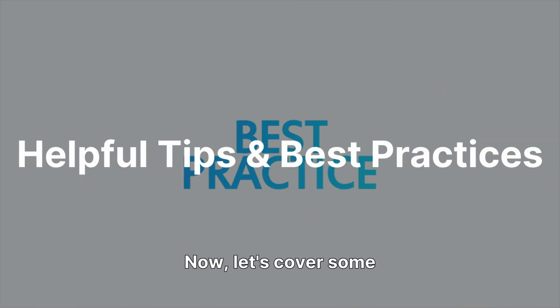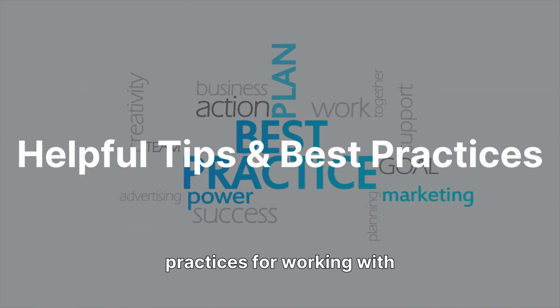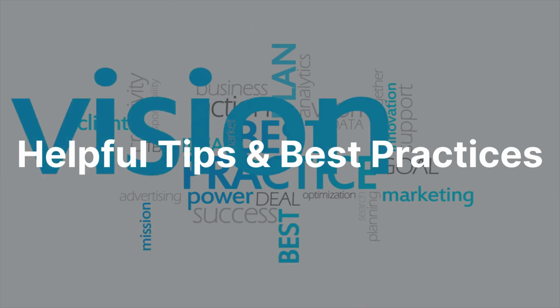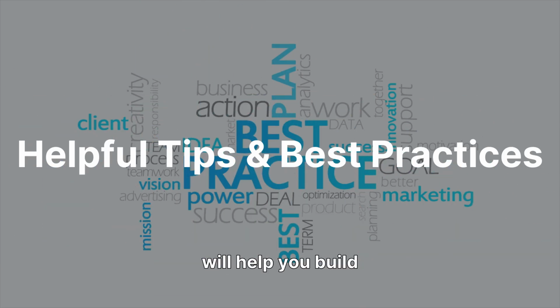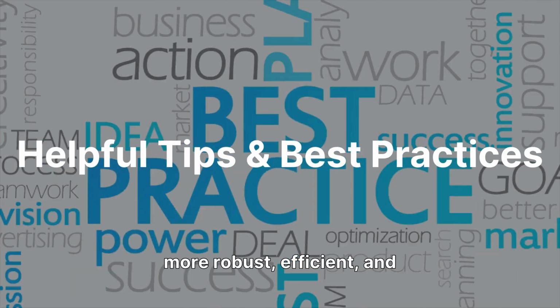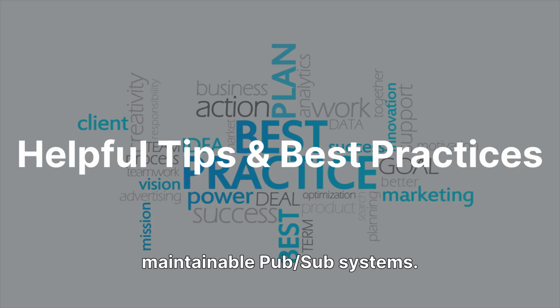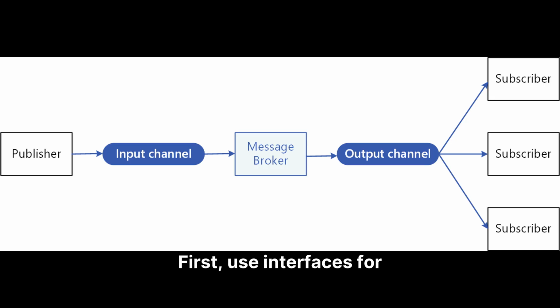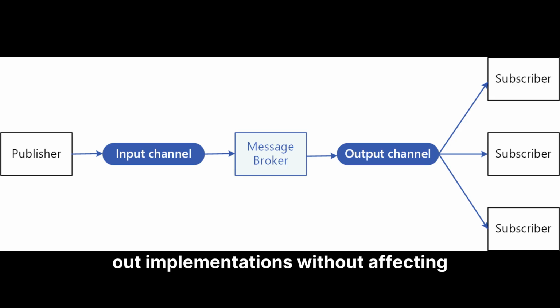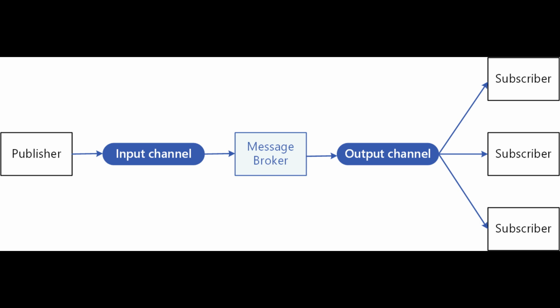Now, let's cover some helpful tips and best practices for working with the publisher-subscriber pattern. Adhering to these guidelines will help you build more robust, efficient, and maintainable pub/sub systems. First, use interfaces for publishers and subscribers to further enhance decoupling and improve testability of your components. Interfaces define a contract, allowing you to swap out implementations without affecting the rest of your system.